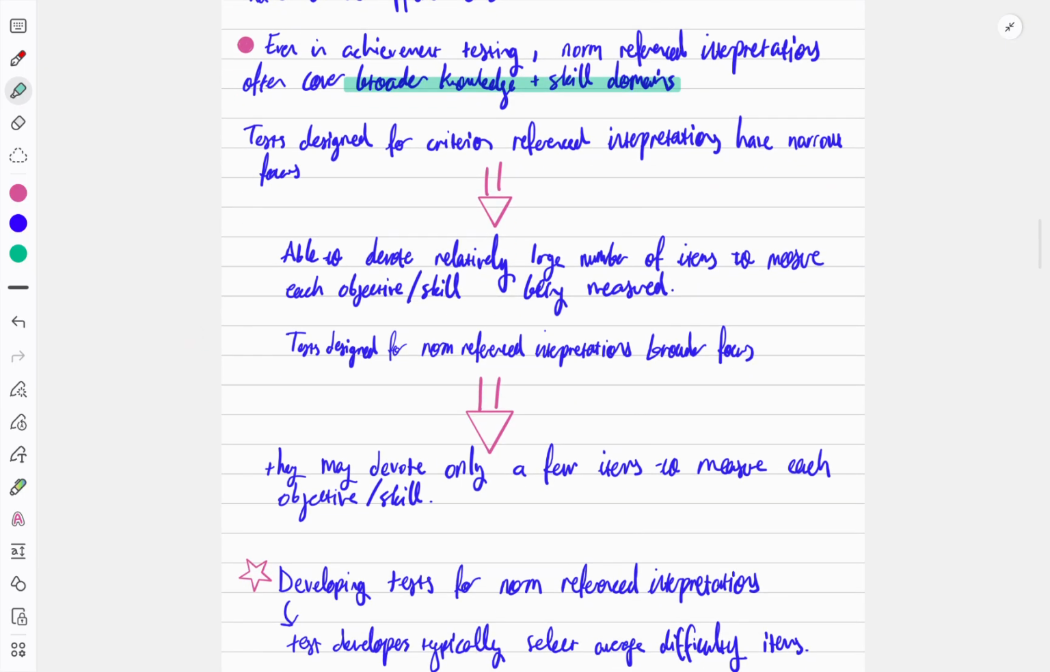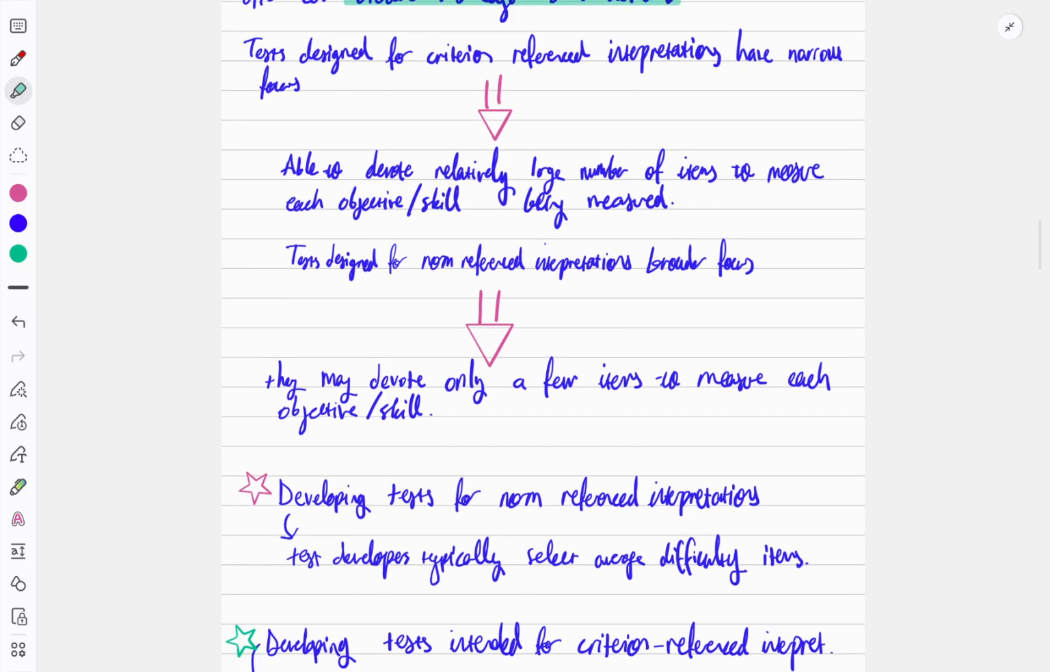But norm reference interpretations have a broader focus, so we're not really looking at whether they have enough of a specific knowledge or skill, but at something much broader, so they can devote only a few items.